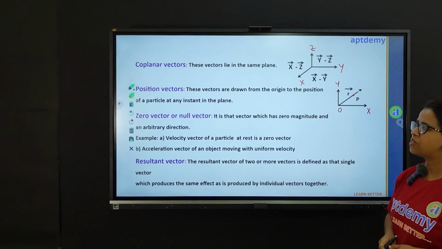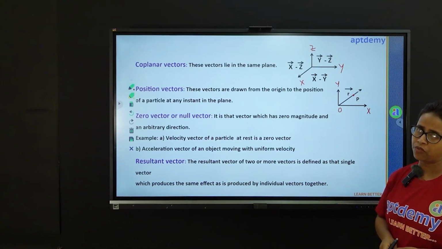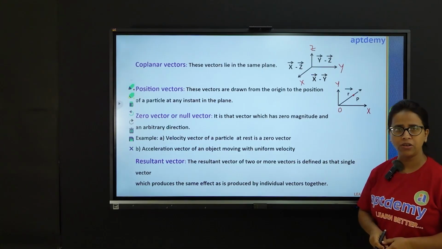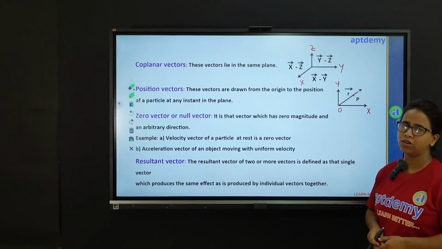So this position vector, we can express it in terms of x and y coordinates as well. Now zero vector or null vector. As per the name, it is that vector which has got zero magnitude and an arbitrary direction.